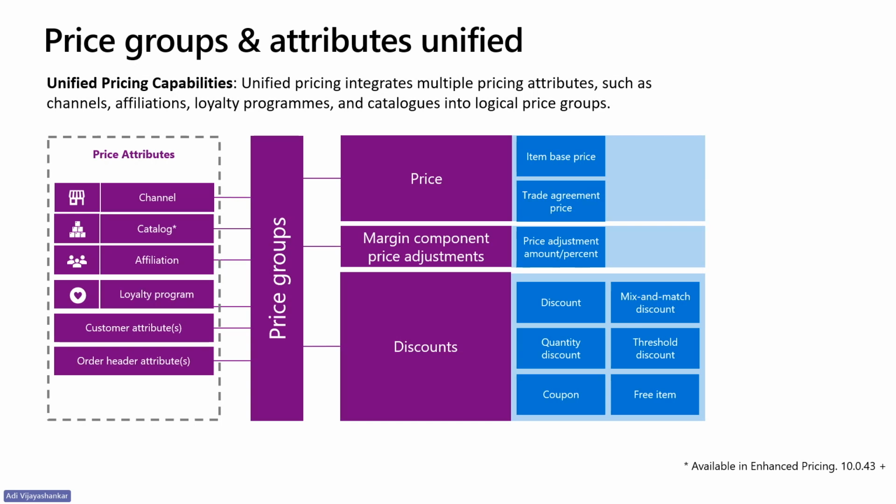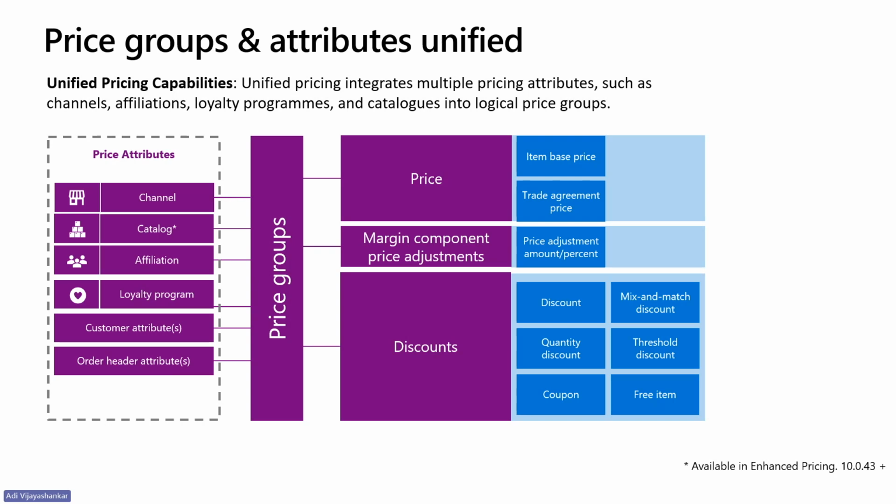When setting up a price or margin adjustment through a trade agreement, you can post the journal using the price group, ensuring that the price or adjustment targets all of the attributes associated with your group. This allows businesses to develop more dynamic and targeted pricing strategies with precision.